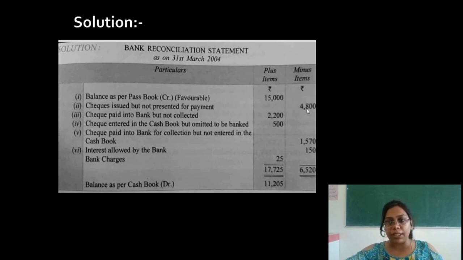So we will total both the columns here and find out the difference between both the figures. The difference of both the figures will be written as balance as per cash book, that is debit balance as per cash book. We started from the credit balance, we will end toward debit. We started from the passbook, we will end toward the cash book. So this was our numerical for the bank reconciliation statement.